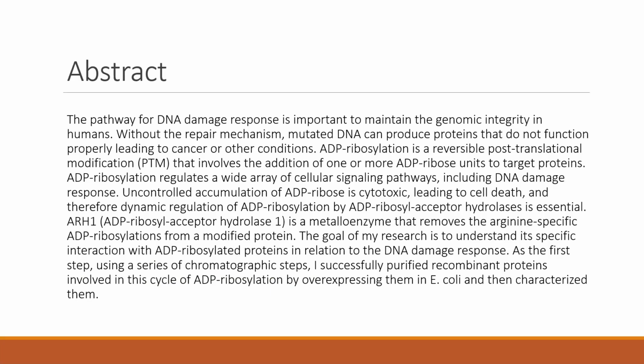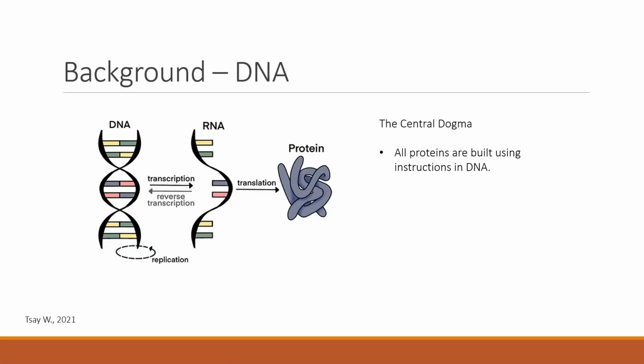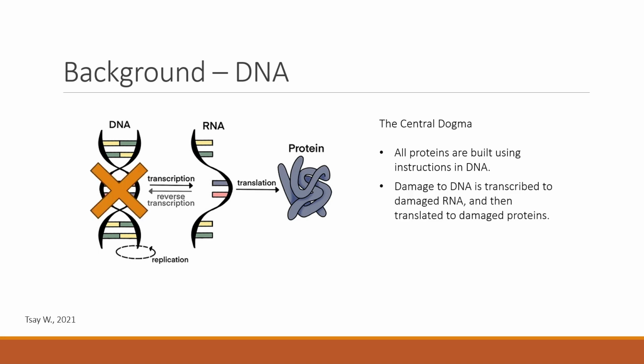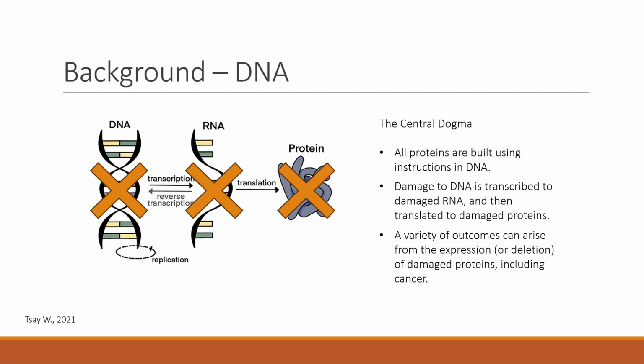Beginning with a refresher of DNA, the central dogma states that DNA is transcribed into RNA, which is then translated into proteins, essentially meaning that all proteins in and around us have a DNA foundation. Consequentially, damage to DNA gets transcribed into damaged RNA and damaged proteins. Many harmful conditions result from this chain of events, one of them being cancer.